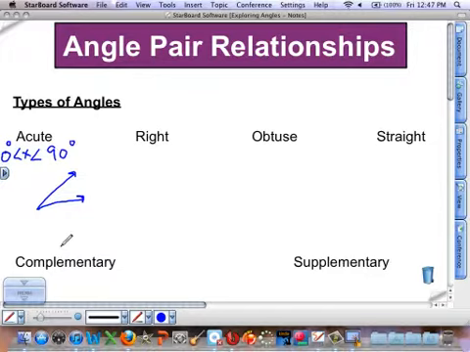Bailey, give me another type of angle that you know. The obtuse. Okay, what do you know about obtuse? Over 90 but under 180. All right, so we have to be over 90 and less than 180.